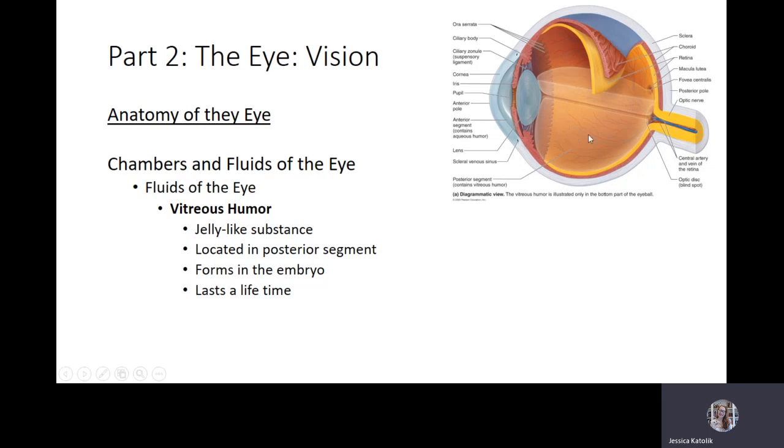The vitreous humor is going to be found in the posterior segment, and it's going to be a jelly-like substance that is really good at holding on to water. About 98% of this vitreous humor is going to be water, but it's going to be like a jello-like substance. This vitreous humor actually forms in utero, in the embryo. And this will actually last throughout the lifetime of an individual.